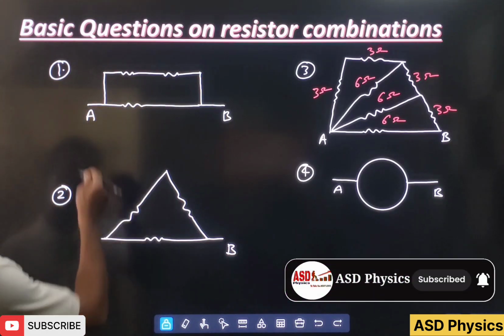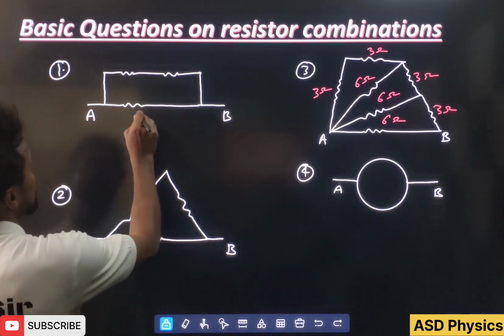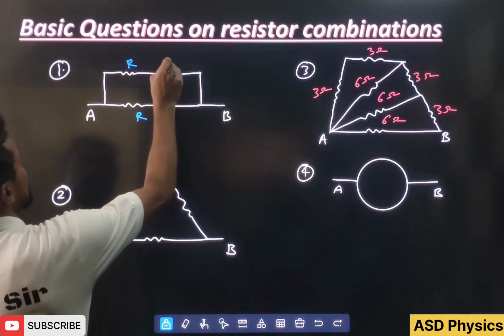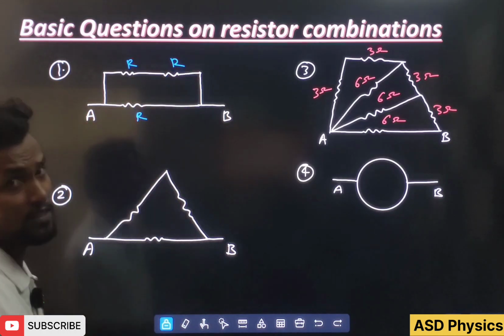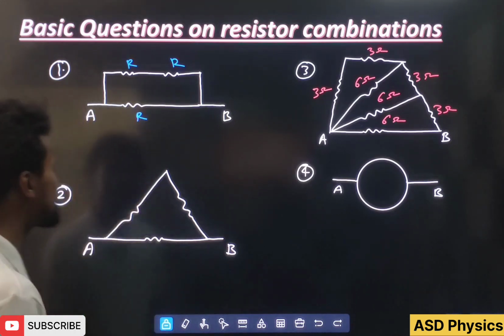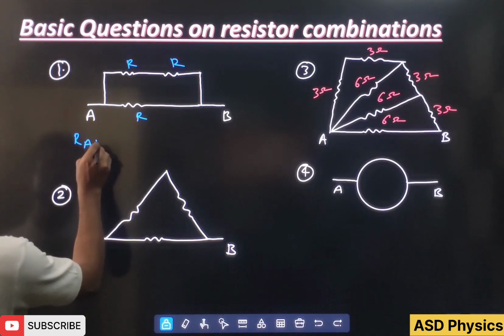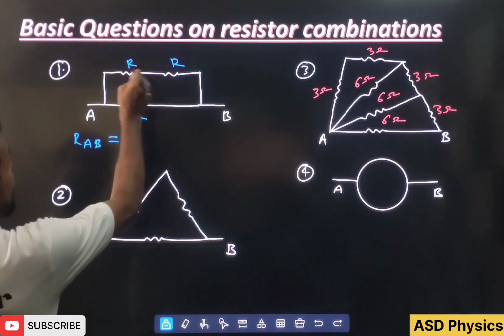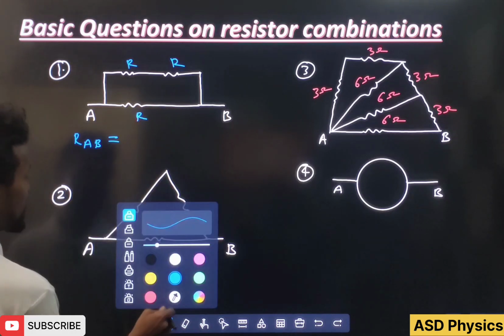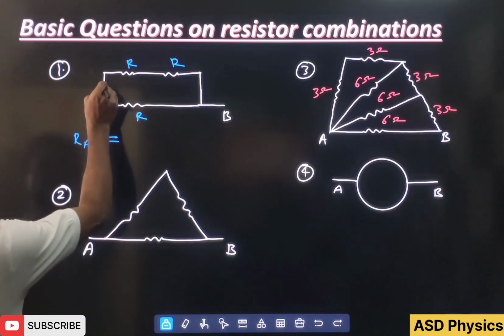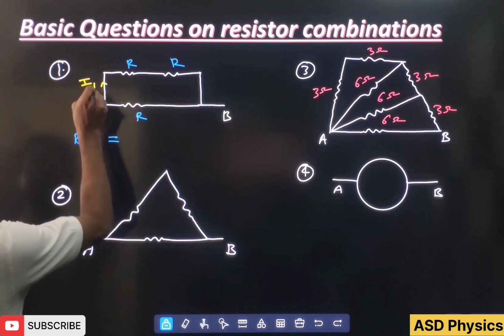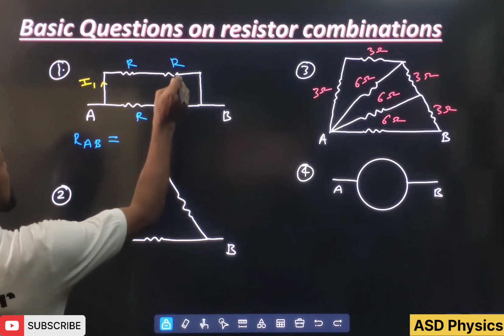So see here please, first one, I have taken A and B, and let's take this resistance as R, this resistance R, this resistance R. Can you tell me what the equivalent is? Directly we can tell here, RAB is R and R in series. How can we tell R and R are in series? Let's take for example, if any current I1 is going, here also I1, here also I1, is it?